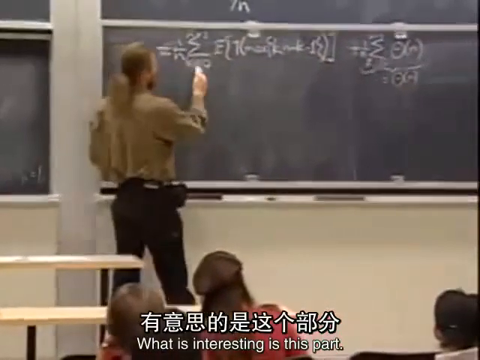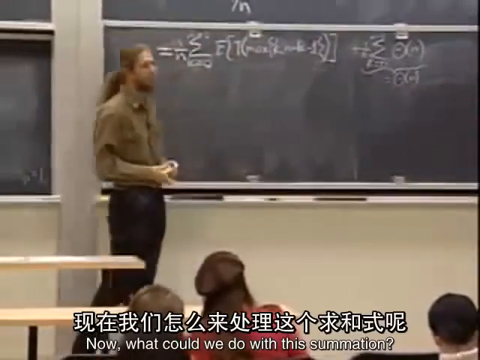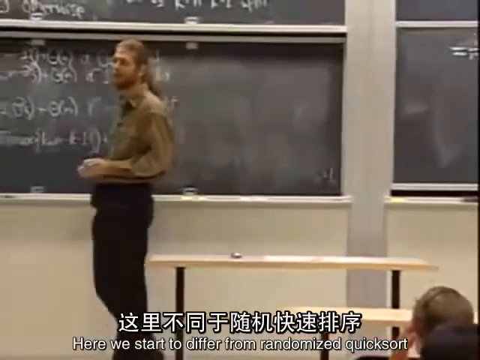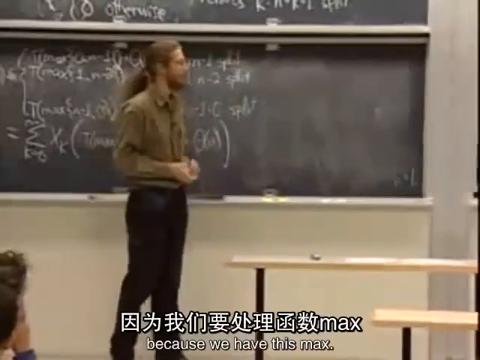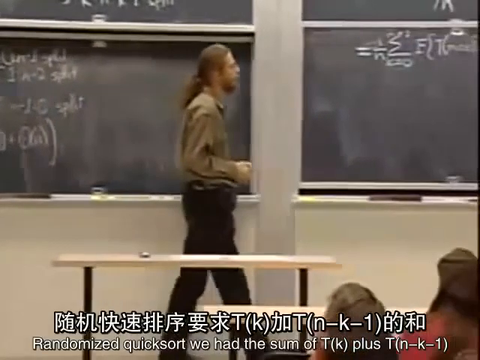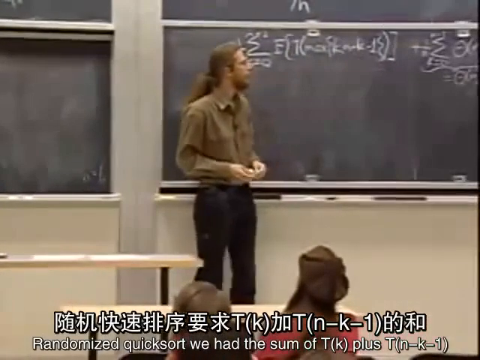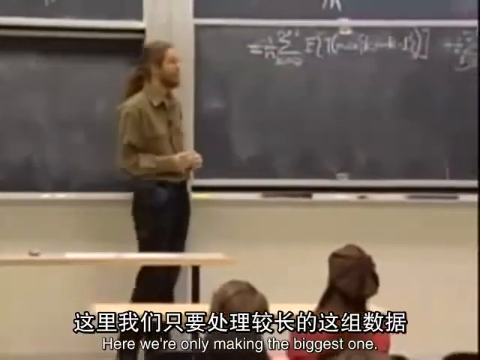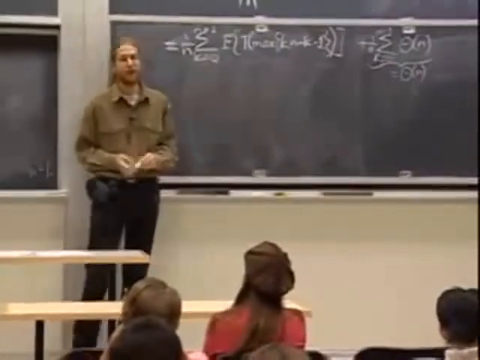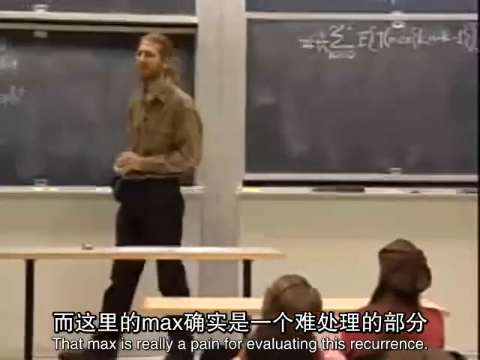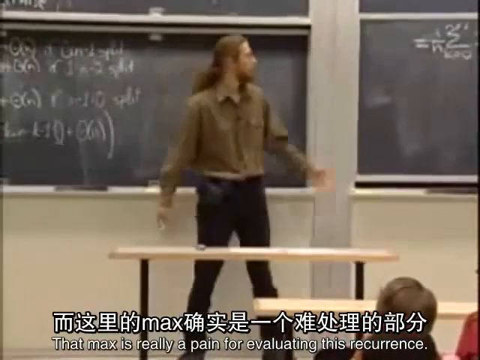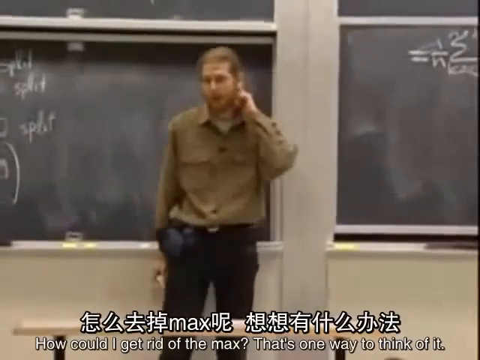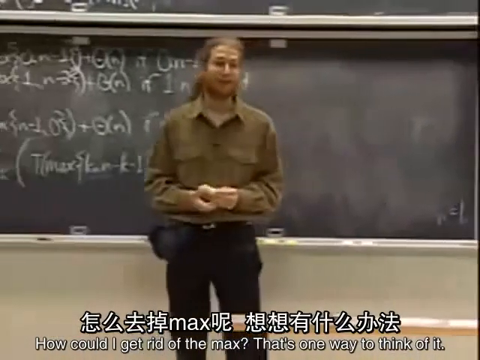Okay, what's interesting is this part. Now, what could we do with this summation? Here we start to differ from randomized quicksort, because we have this max. In randomized quicksort, we had the sum of T k plus T n minus k minus 1, because we were making both recursive calls. Here we're only making the biggest one. And that max is really a pain for evaluating this recurrence. So how could I get rid of the max? That's one way to think of it.